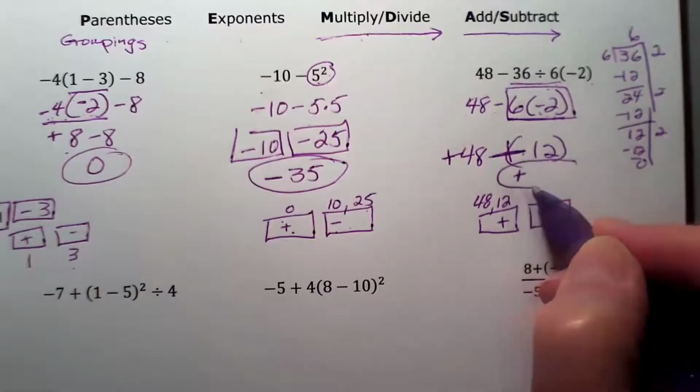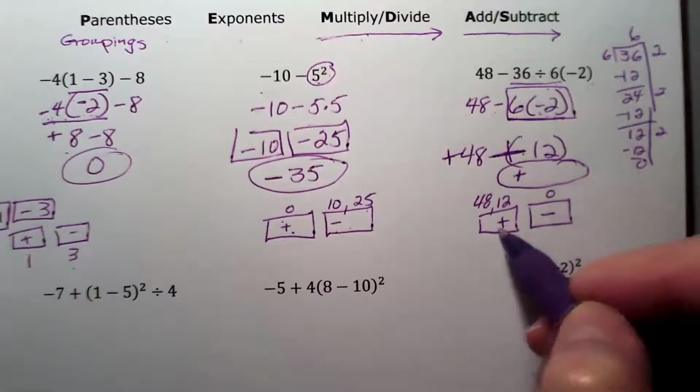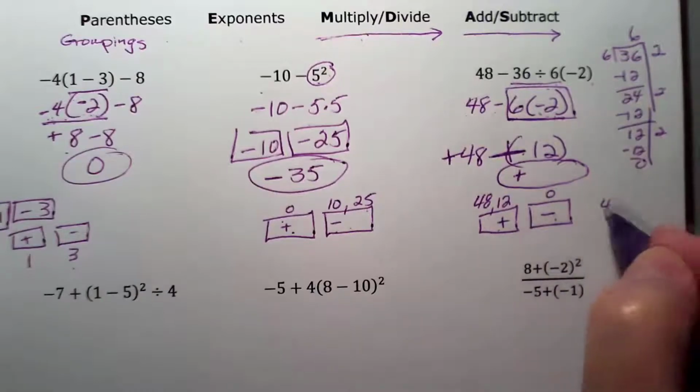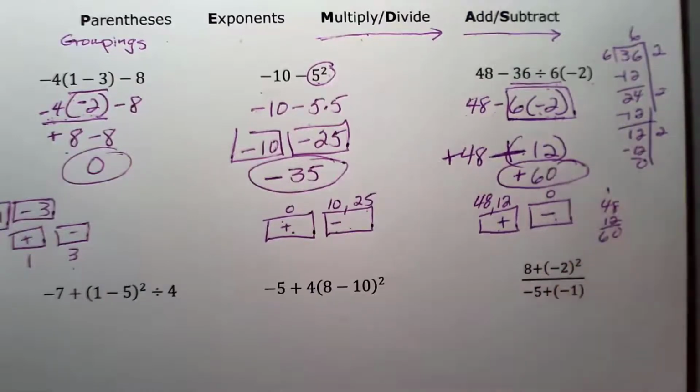This is where I'm going to put my answer. There's none in this box, so how many more in this box than this box? Well, I have 48, and I have another 12, so I have 60. So my answer is 60.